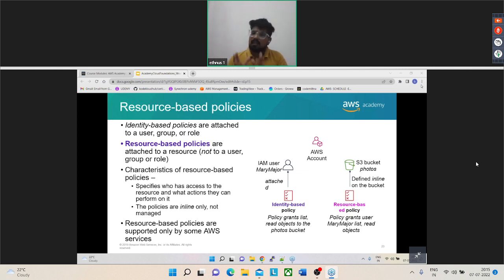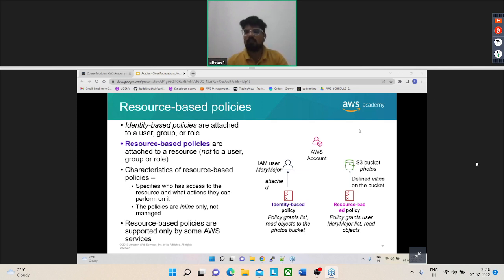Simple. The policies are inline only, not managed. I told you these are inline policies. Inline policies are created by the customer, and these are not managed. What are the managed policies? Those created by AWS, so that only AWS manages them. They can be reusable. But since inline policies are created by the customer and come under non-managed, they cannot be reused. Resource-based policies are supported only by some AWS services. I've told you only some services have that kind of configuration. I've given you two examples, S3 and Lambda, which are the popular services.